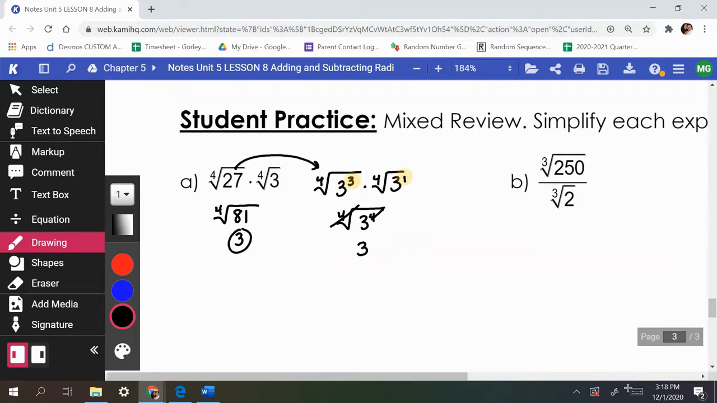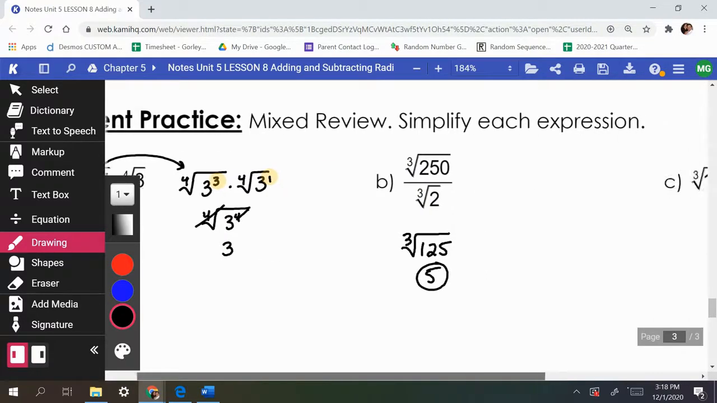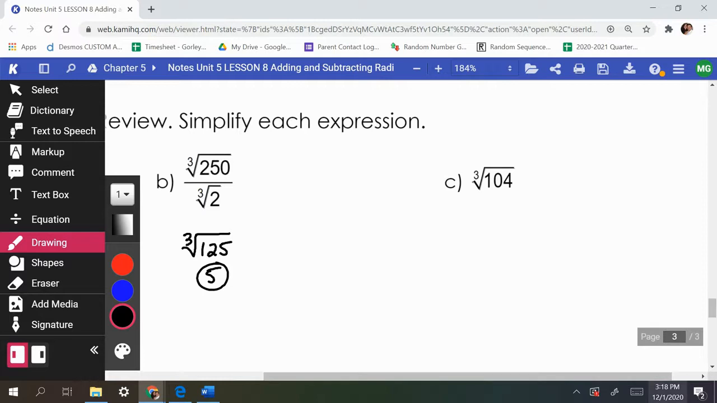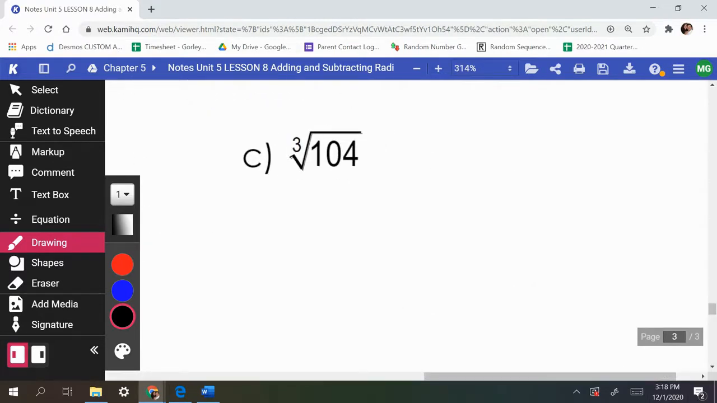In the next example, if I divide those cube roots, we'd end up with the cube root of 125, which is 5. Cube root of 104, I don't think that's a perfect cube. Let's list our perfect cubes. We have 1 cubed, 2 cubed, 3 cubed, 4 cubed, 5 cubed. I'm going to stop there just because 104 falls in between 64 and 125.